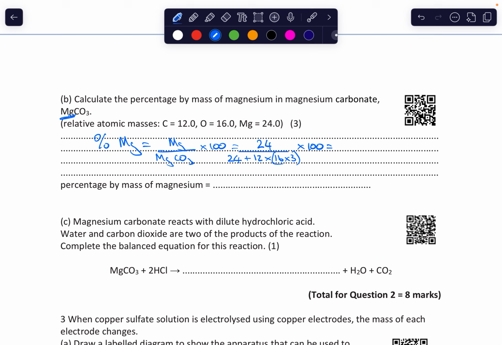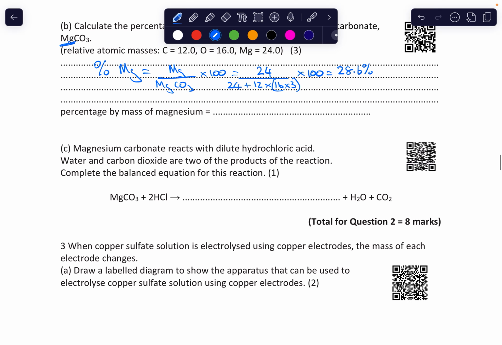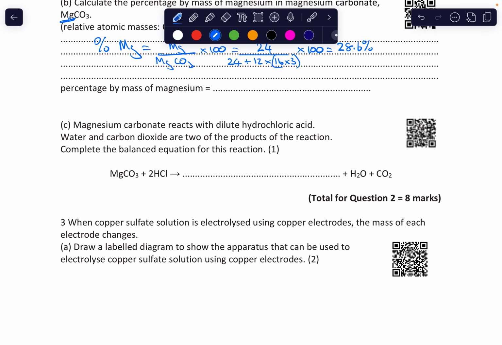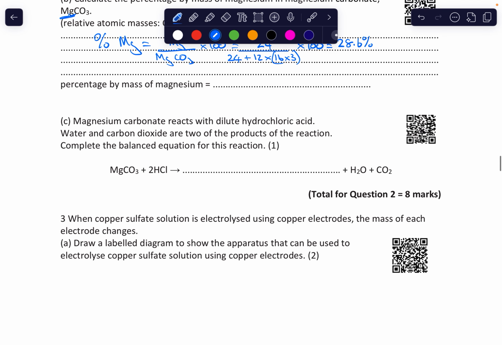And when you plug that into your calculator, you get an answer to 1 decimal place. I've done mine too, of 28.6%. Okay, so balancing equation here. We've got the carbonate reacting with the acid, water and carbon dioxide are 2, complete the balanced equation.